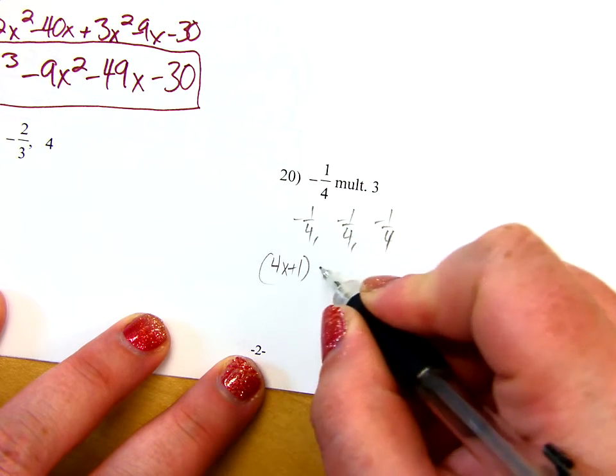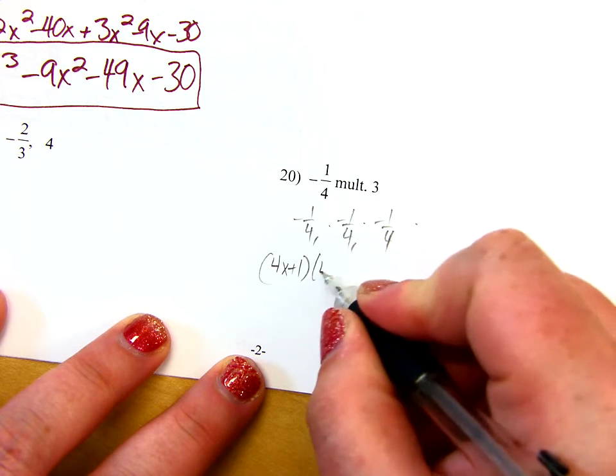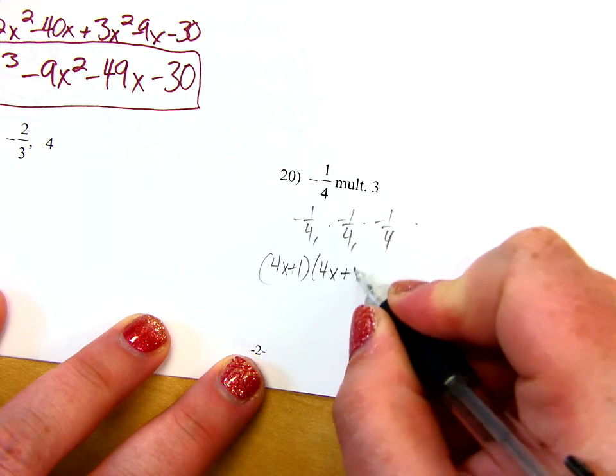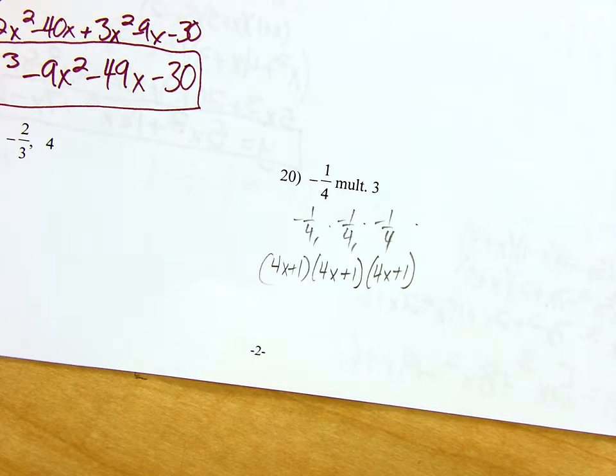Yeah, 4x plus 1. So when you have a multiplicity of 3 like you do in this case, it just means that there's 3 of them. That's it. So you would just have 4x plus 1 three times, and multiply it all together, whatever that ends up being. Okay? So with the multiplicities, you would just have that factor that many times.